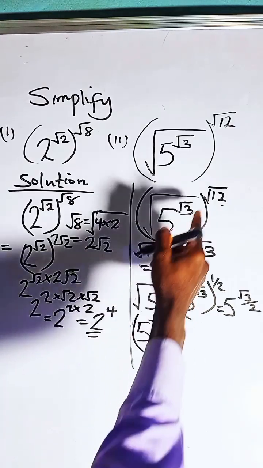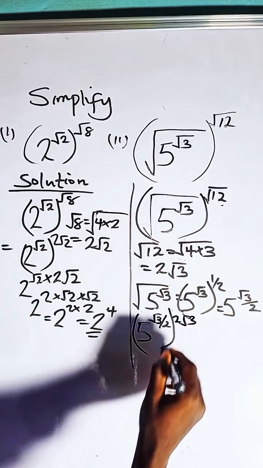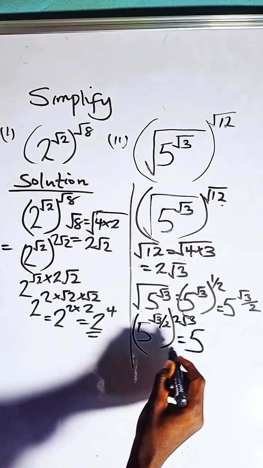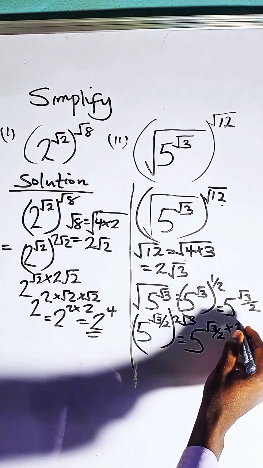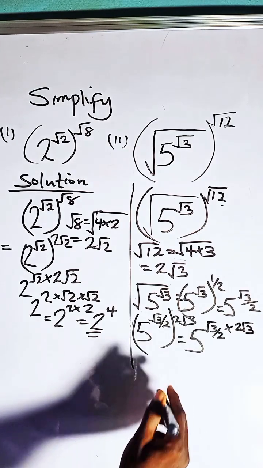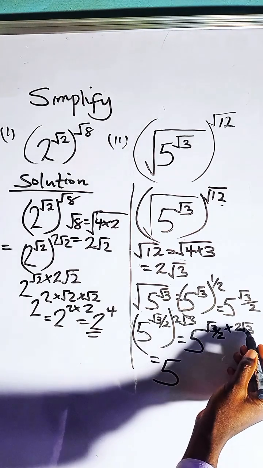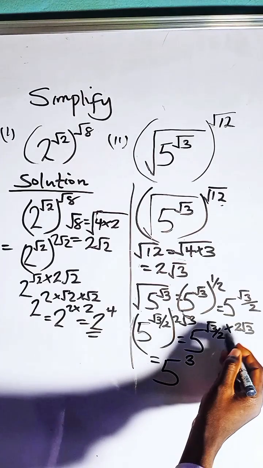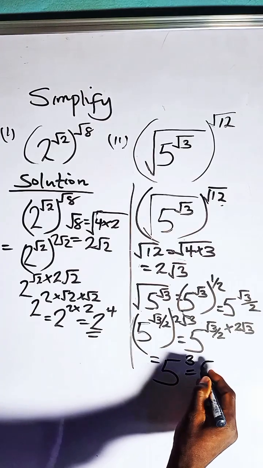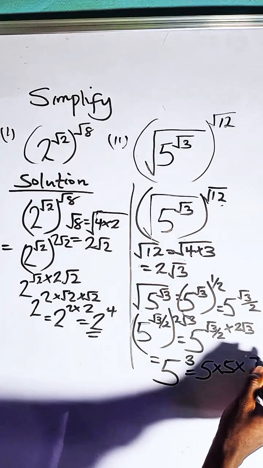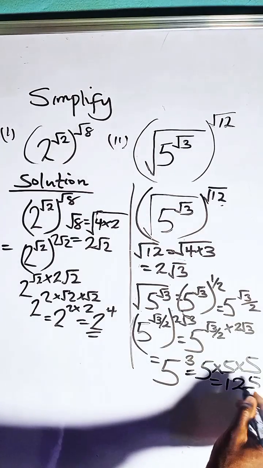So we have 5 raised to the power root 3 over 2, and root 12 is 2 root 3. We apply the exponent rule: root 3 over 2 times 2 root 3. Root 3 times root 3 is 3. The 2 here cancels the 2 there, so we have 5 raised to the power 3, which is 5 times 5 times 5. 5 times 5 is 25, and 25 times 5 is 125.